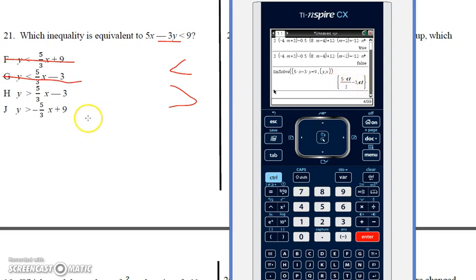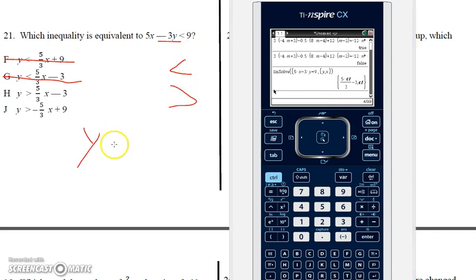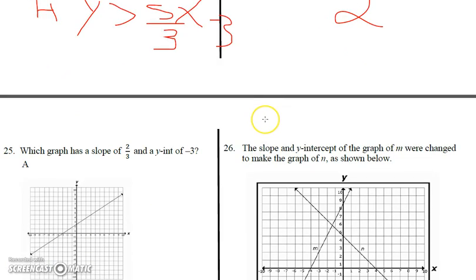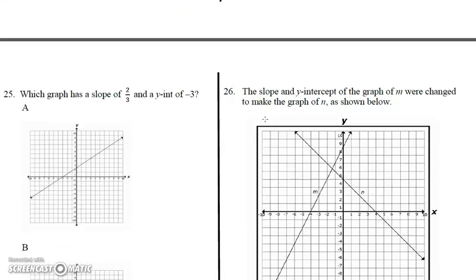How do we read that? Remember we flip the inequality, so you know this is y, and it goes like this, and it is 5 over 3 x minus 3. Therefore, your answer is H. Okay? So, we are doing good. Number 25, we talk about it.